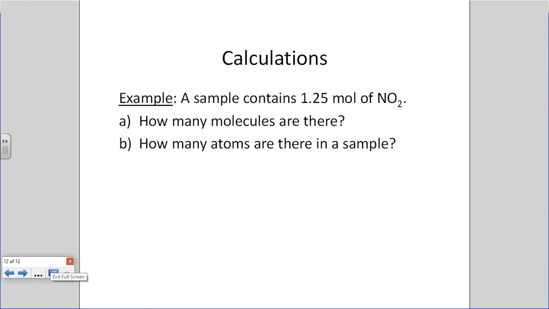Here's one problem for you to try out. What I want you to do is try part A. Part B is a little bit different, and we haven't tried that type of problem yet. So pause the video and see if you can answer part A. It's the same kind of calculation we just did in the previous example, and then we'll take that up and try part B together.